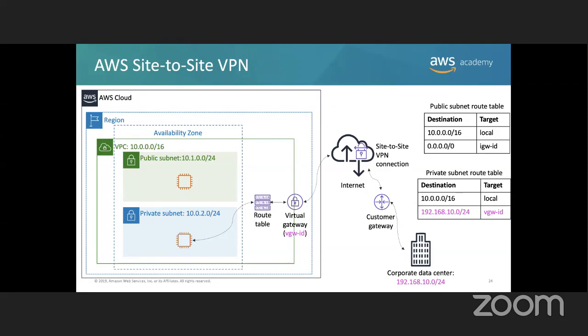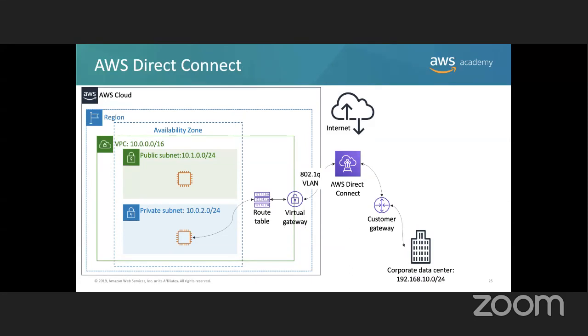So what is more recommended is Direct Connect. Direct Connect doesn't need the internet. Okay, as you can see, the internet is outside. You don't need it. It's just fiber optic private links that AWS has, and this is dedicated for you only. And this is more expensive than a site-to-site VPN connection.